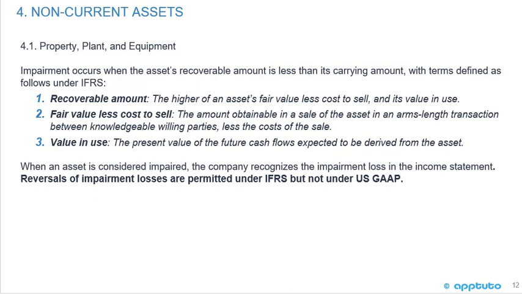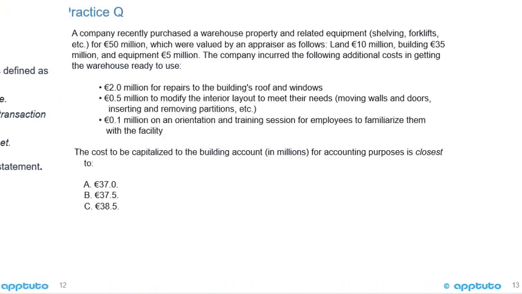When an asset is considered impaired, the company recognizes the impairment loss in the income statement. Reversals of impairment losses are permitted under IFRS, but not under US GAAP. So again, another difference between IFRS and US GAAP. Let's do a practice question to check our understanding.